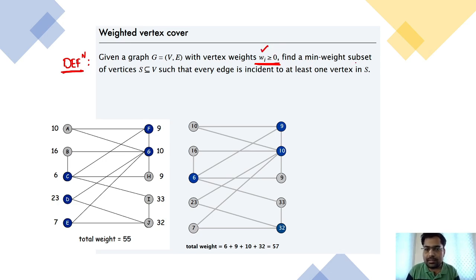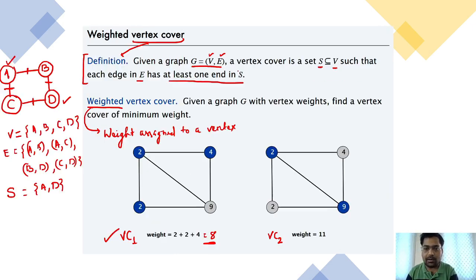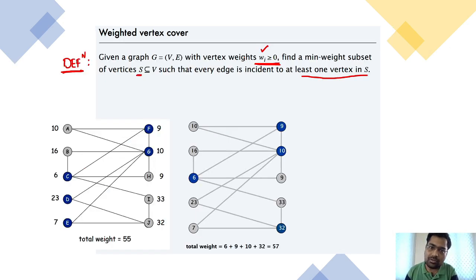Next, a minimum weight subset we are trying to find, which is a set S that belongs to the vertices set, where every edge is incident to at least one vertex, like what we have recently discussed in the definition. It is similar to the definition, but one thing they have added is weight. So the same two examples I kept for the vertex cover.